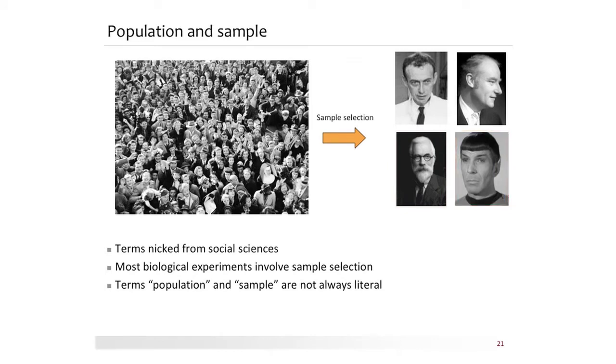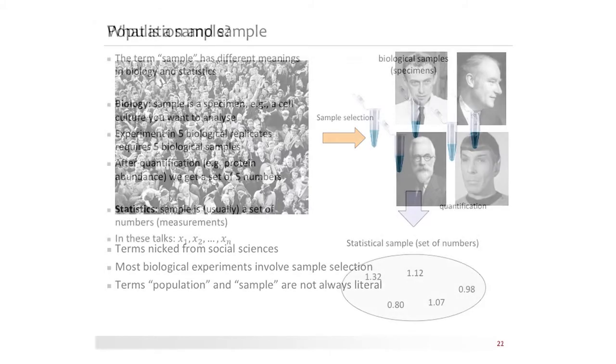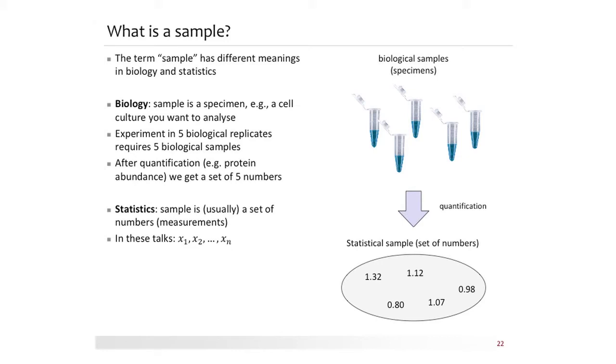Most biological experiments involve a sample selection, but as I said, these terms, population and sample, are not as literal as here. So what is a sample? Unfortunately, sample has different meanings in biology and statistics, so we have to explain it to avoid confusion. In biology, a sample is a specimen, so you take something, this is your sample. A cell culture or something like this you want to analyze. And if you do an experiment with 5 replicates, you will have 5 specimens. You would call it 5 samples.